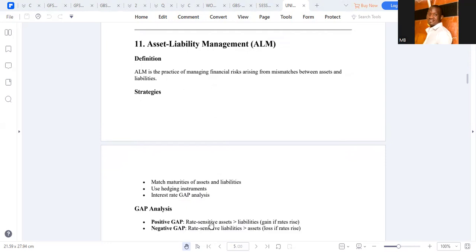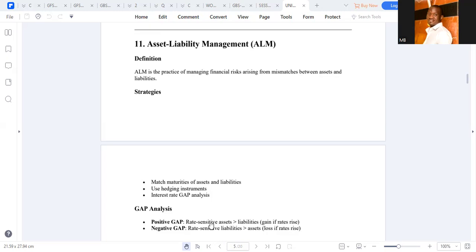There's what we call maturity matching, hedging, and interest rate gap analysis. Maturity matching is where we are aligning the timing of cash flows from assets and liabilities. Hedging, we're using financial instruments like interest rate swaps to manage risks. Interest rate gap analysis examines the difference between interest rate sensitive assets and liabilities. In gap analysis, we have a positive or negative gap.